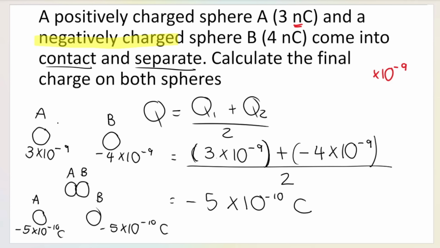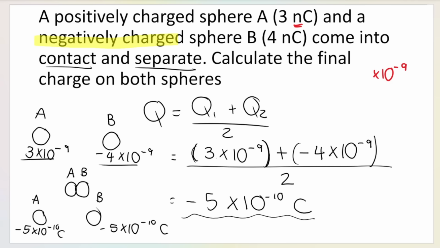Now, basically what this means is before they touched, that was A's charge, that was B's charge. Then they touched and electrons were transferred. When they separated again, they had the same final charge. So this is the final charge. A has that final charge and B has that final charge.